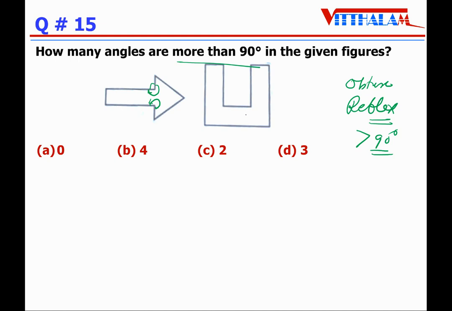We'll talk about interior angles. If you see this, this is obviously greater than 90 degree, but we will talk about interior angle. So therefore, this and this, two. Same way here, this, third, fourth. Therefore, answer is B.